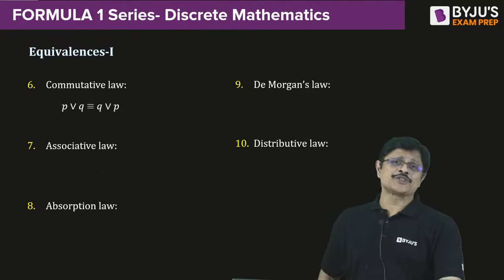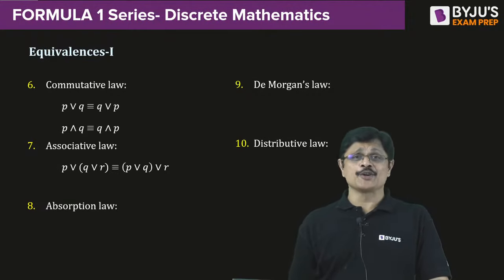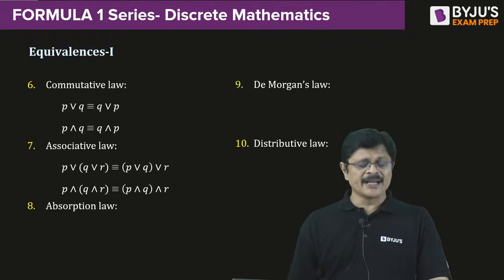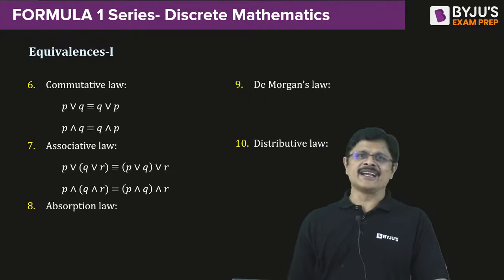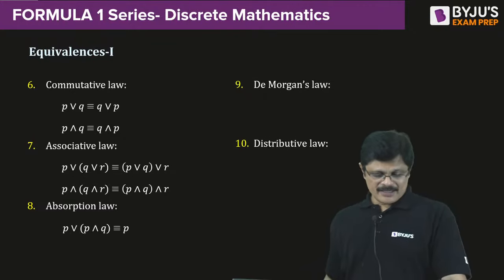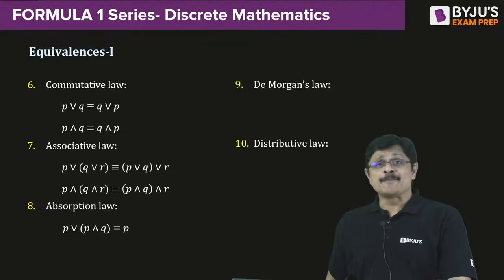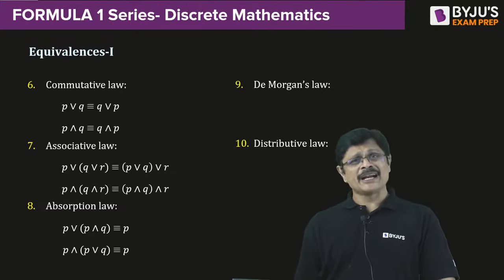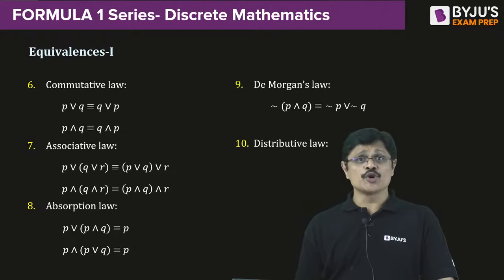Commutative law: P or Q is Q or P, and P and Q is Q and P. Associative law: (P or Q) or R is equal to P or (Q or R), and (P and Q) and R is equal to P and (Q and R). Left and right associations are the same for the OR and AND connectives. And absorption: with respect to the OR connective, P absorbs P and Q, and with respect to the AND connective, P absorbs P or Q. De Morgan's law is the most famous.